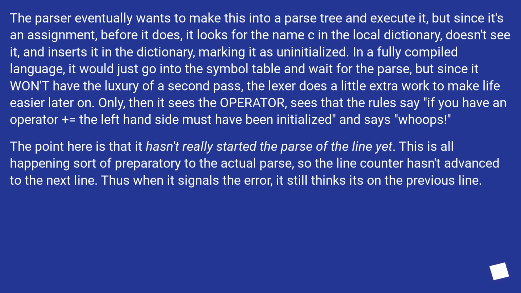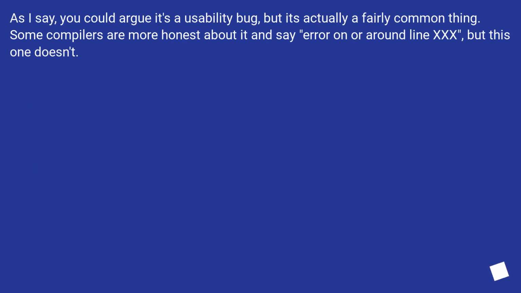Then it sees the operator, sees that the rules say if you have an operator plus equals, the left-hand side must have been initialized, and says whoops. The point here is that it hasn't really started the parse of the line yet. This is all happening preparatory to the actual parse, so the line counter hasn't advanced to the next line. Thus, when it signals the error, it still thinks it's on the previous line. As I say, you could argue it's a usability bug, but it's actually a fairly common thing. Some compilers are more honest about it and say error on or around line 30, but this one doesn't.